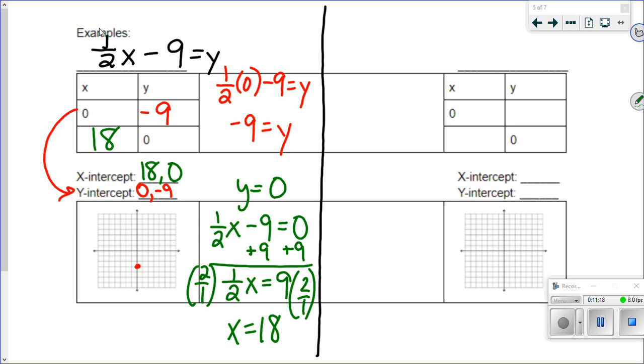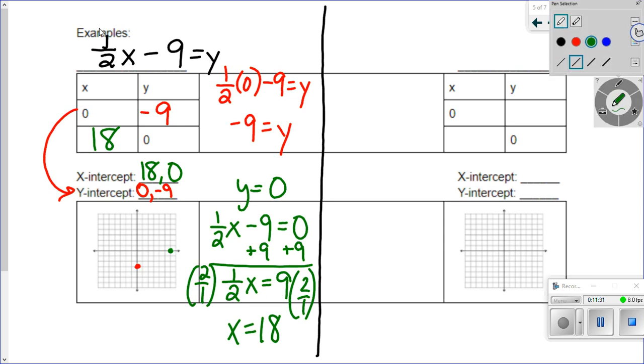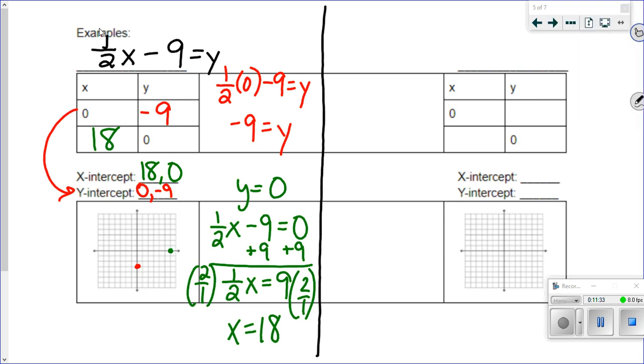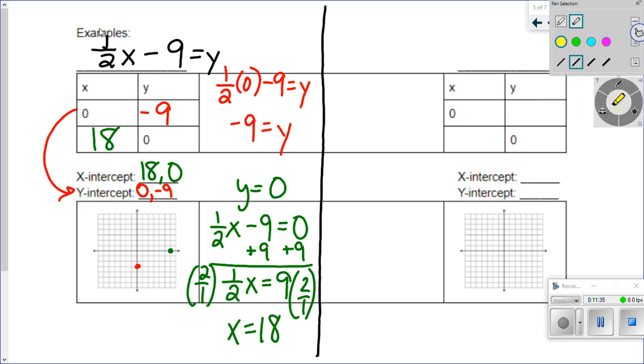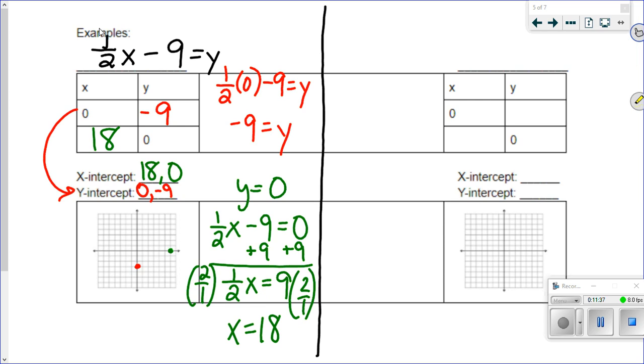Good thing I decided to count by 3s. 3, 6, 9, 12, 15, 18. So that would be 18, 0. And then I can connect my 2 points to make my line. Actually, I'm going to make my line with a highlighter so that we can still see those 2 points there. And that would be the line 1/2 x minus 9 equals y.